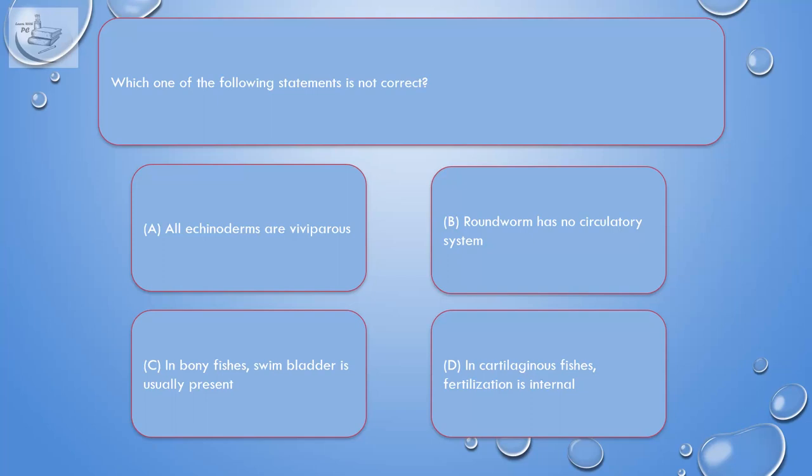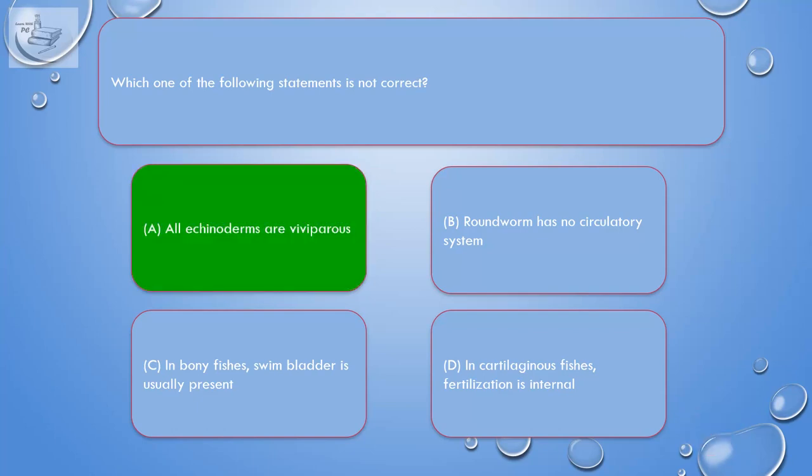Question: Which one of the following statements is not correct? A. All echinoderms are viviparous, B. Roundworm has no circulatory system, C. In bony fishes, swim bladder is usually present, D. In cartilaginous fishes, fertilization is internal. Correct answer is A. All echinoderms are viviparous.